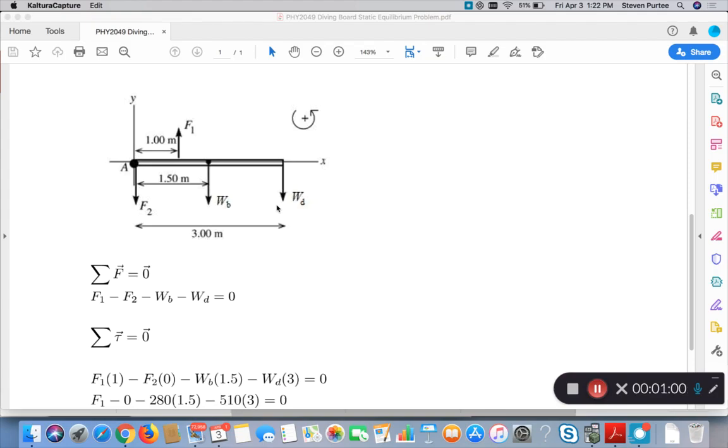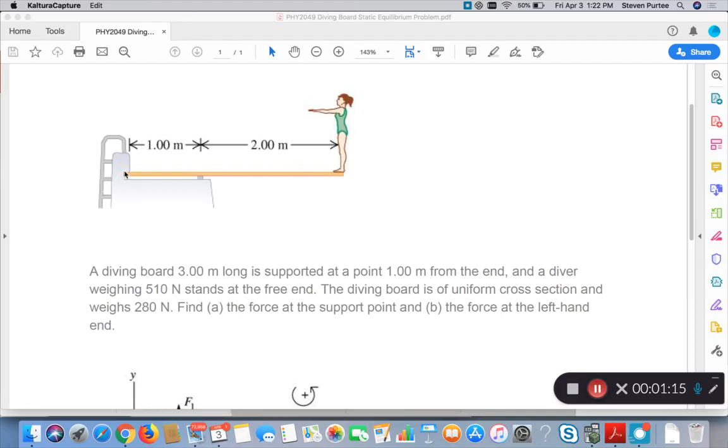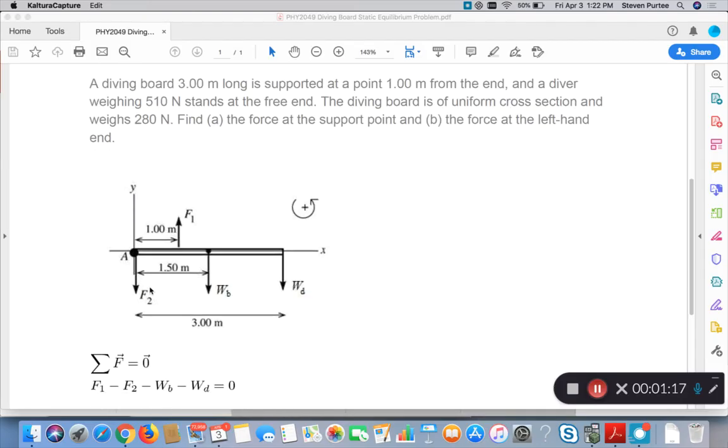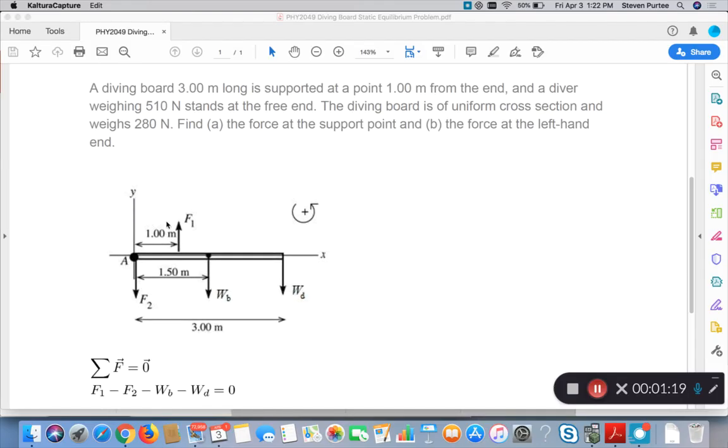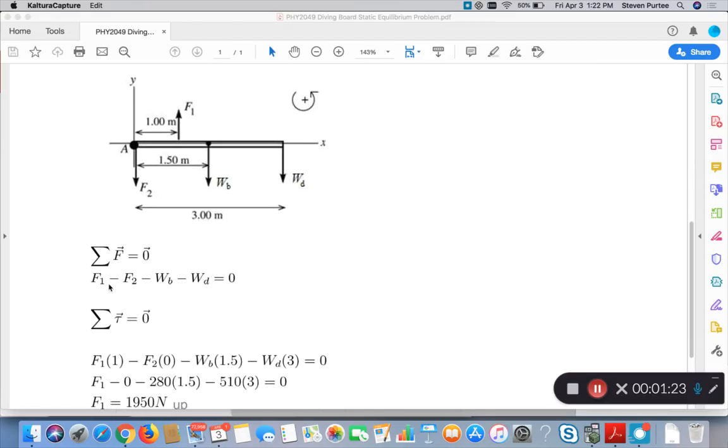First off, all of our forces. We always want to put our weight vector at our center of mass. In this case, that's right at the middle of the board. That's going to be down. We've got the weight of the girl. And we've got a force from this little ledge here pushing down on the left side. And then the support in the middle will push up. So in magnitude, F1 minus F2 minus WB minus WD equals 0. F1's up, the rest are down.